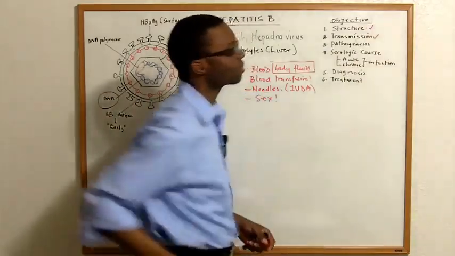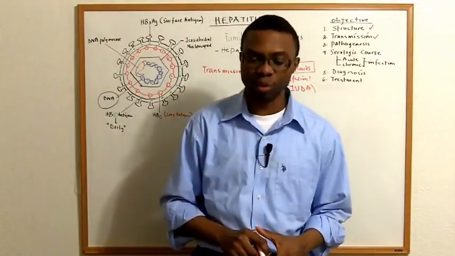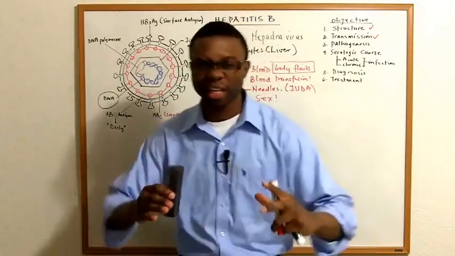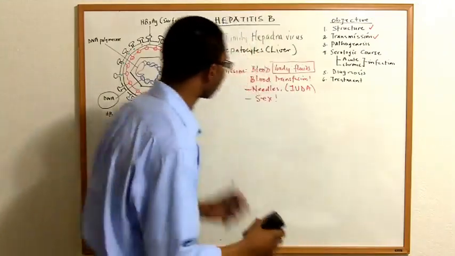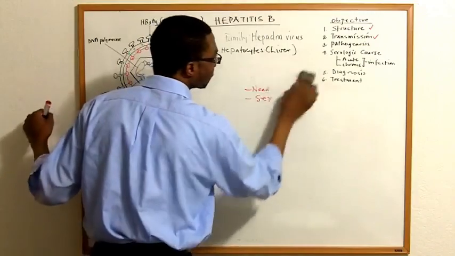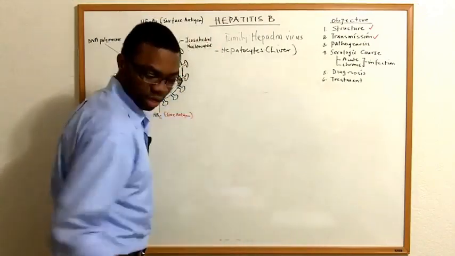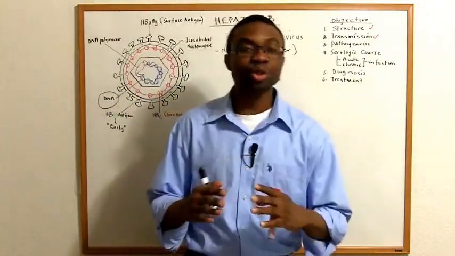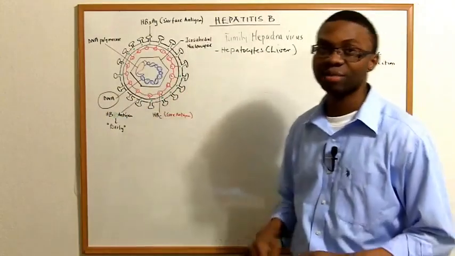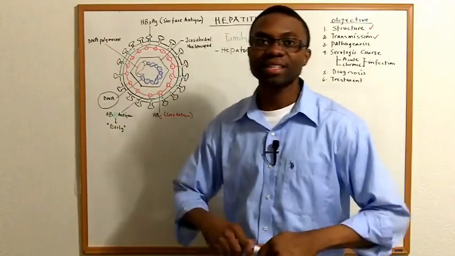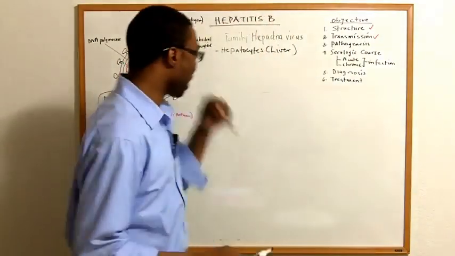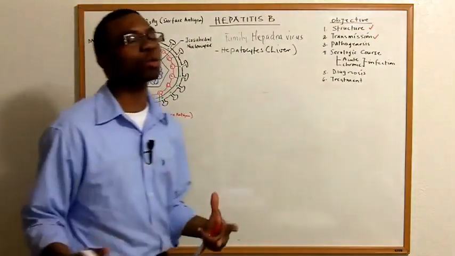Check, check. Let's now go over the pathogenesis. Pathogenesis, the mechanism by which the virus infects, goes in and attacks the liver cells. So, the hepatocytes are usually the target of the hepatitis B virus. And the way that it actually gets inside the cell is by binding to an unknown receptor.